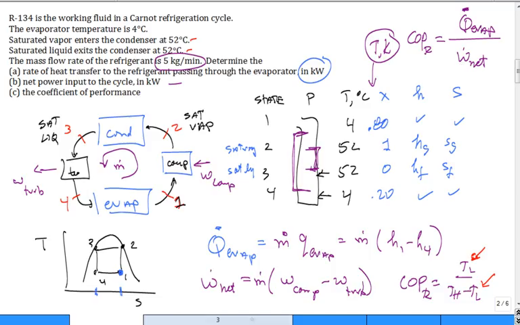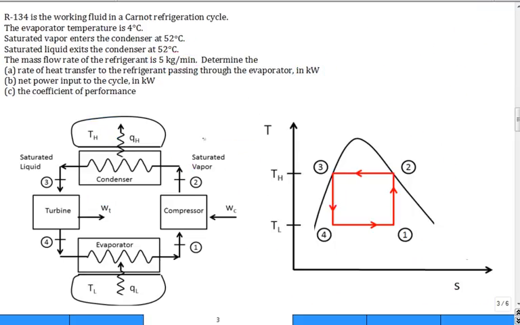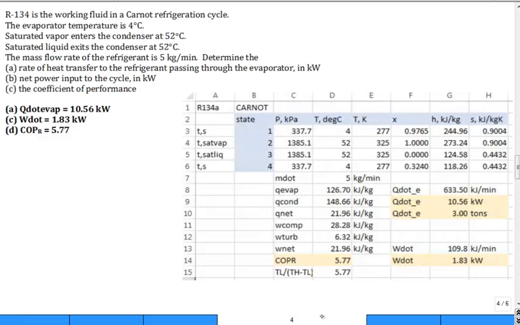Let me show you. So here I made the nice illustration, labeled my states, made little notes. Hey, it's saturated vapor, saturated liquid. Then we put the diagram on, the TS diagram, the box numbering our states. And then here is a summary of all of the calculations in an Excel file.